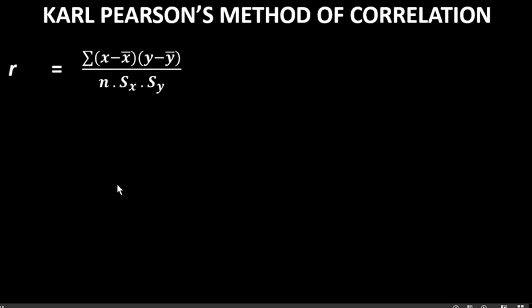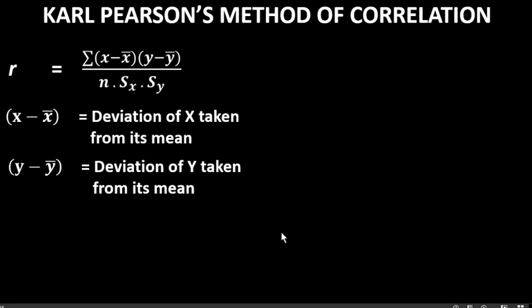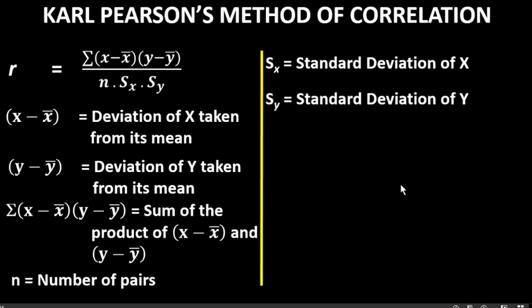This is the basic formula where R equals sigma (x minus x bar)(y minus y bar) upon n into Sx into Sy, where x minus x bar is the deviation of x taken from its mean, and y minus y bar is the deviation of y taken from its mean. Sigma (x minus x bar)(y minus y bar) is the sum of the product of x minus x bar and y minus y bar. N is the number of pairs, Sx is the standard deviation of x, Sy is the standard deviation of y. By using this formula, we can find the precise value of R by using Karl Pearson's method.